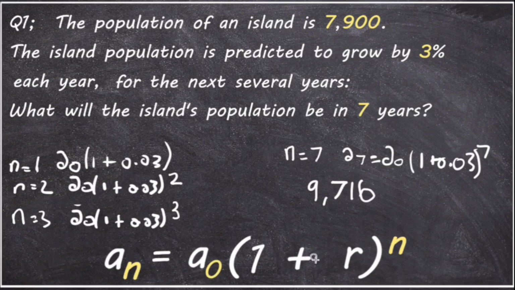In case it escaped your notice, what this really is, is just a geometric sequence where we multiply the initial value by some other value to the power of n. And starting at the initial value, each year's population change can be written as terms in the sequence.